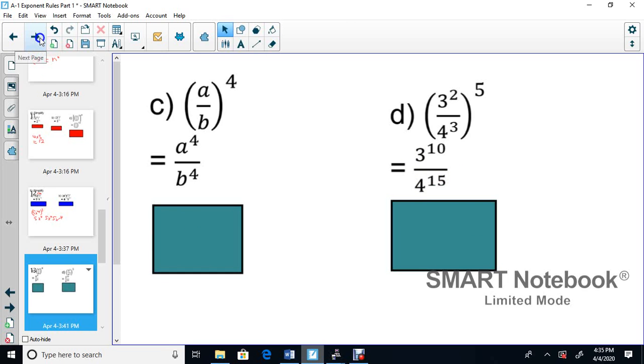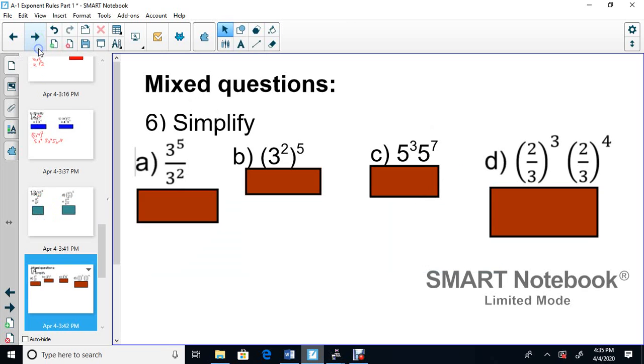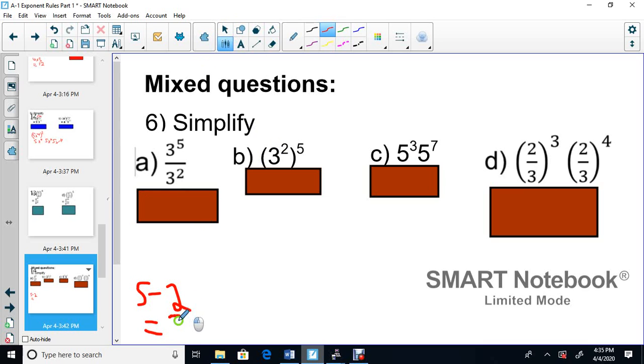Okay, let's move on to the next one. So here I've mixed up all the questions. So here we're going to mix them all up, and we're going to figure out what rule to apply when. So the first one, A, is a divide. 3 to the power of 5 divided by 3 to the power of 2. So the rule for divide is subtract. So here, on the very first one, we're going to do 5 subtract 2.